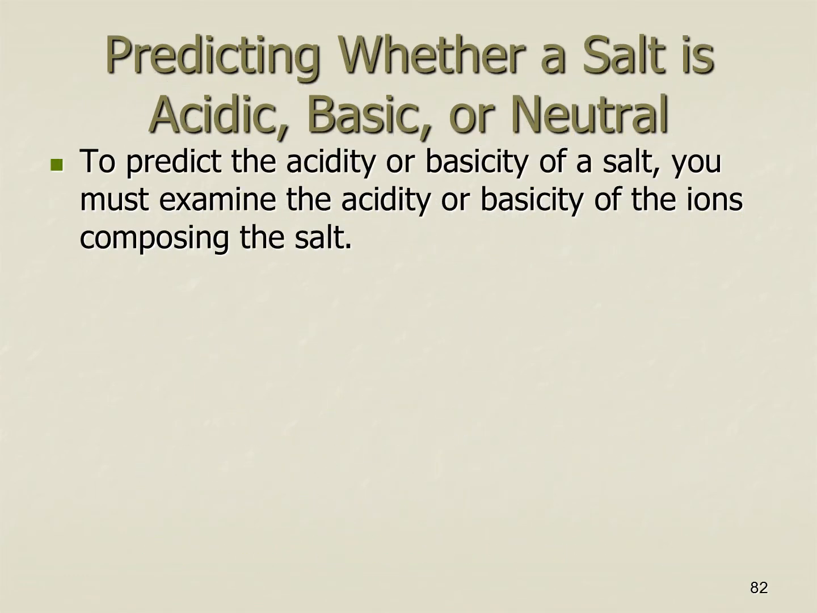So what we can do then is pull apart the salt and look at the 2 ions. Look at the positive ion. If it's one of those 6 that I just named, Na, K, Rb, Ca, Sr, Ba, we basically ignore them because they're neutral. And then we can do the same thing with the negative ion. If it's Cl negative, Br negative, I negative, HSO4 negative, NO3 negative, or ClO4 negative, again, we can ignore them because they don't hydrolyze. But other than that, we have to consider all the other ions.